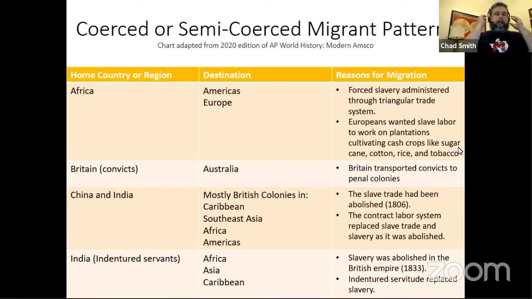This chart looks very similar, but it's actually extremely different. It's still charting out migration patterns, but this is giving us an example of forced migration, where the migrants had little to no choice in their own movements. So again, I'll give you a few seconds to look over this, and a lot of it is a review of what we already discussed in today's lesson.